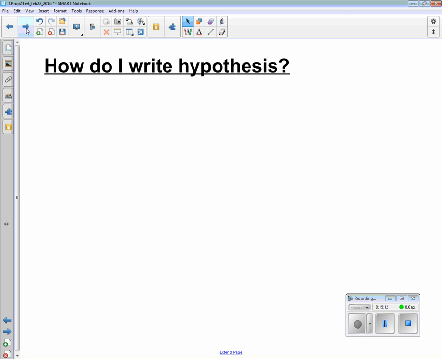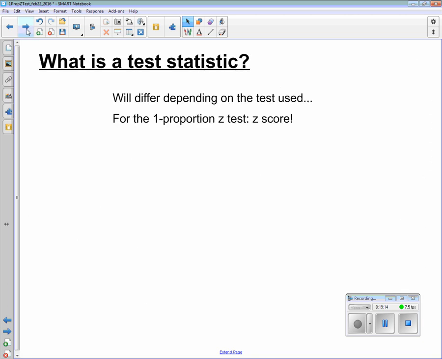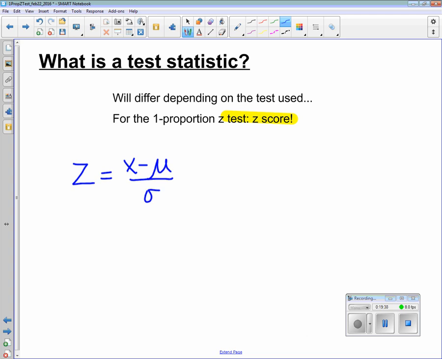So you might want to ask yourself, what's a test statistic? It's different for every test. Because we're doing the one proportion z-test, the test statistic that we're looking for is a z-score. And we know a formula for z-score. It was this. Do you remember? But that was when you were talking about means. So how would the formula change for proportions?